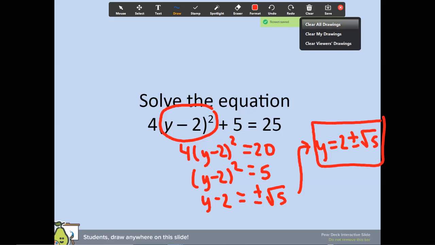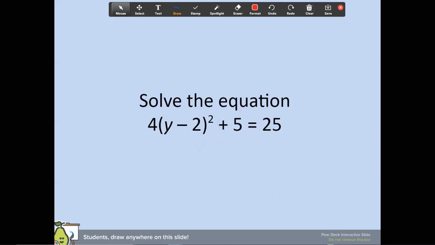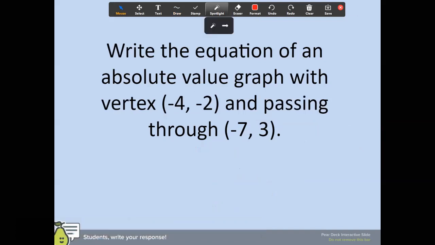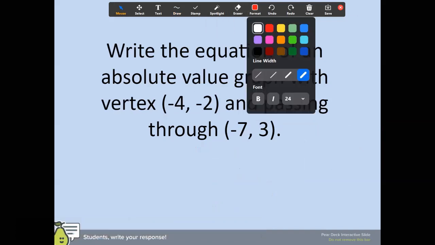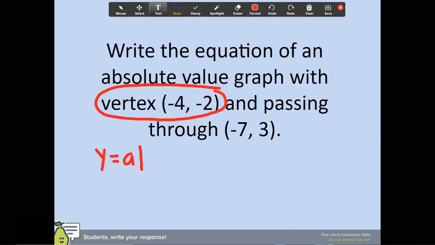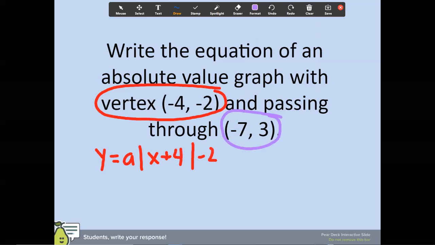Okay, next problem. For this one, write the equation of an absolute value graph with vertex at -4, -2, going through this point. Okay, so this is my vertex. So that tells me I'm going to have y equal a absolute value of x plus 4 minus 2. Going through this point, that's going to help me find my a.